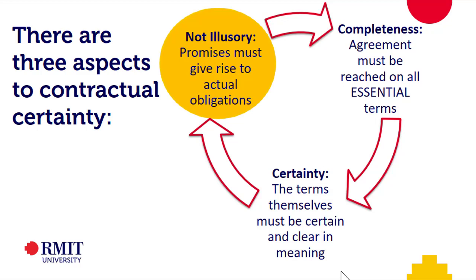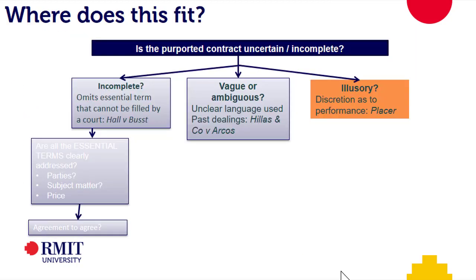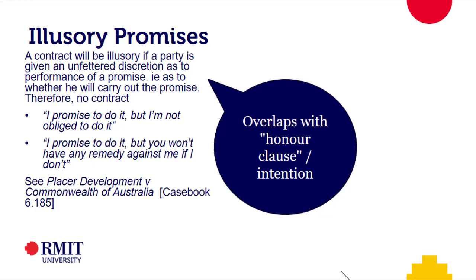So again, our third one. Now remember, sometimes terms will fail all of these tests, only needs to fail one in order for us to not have completeness. So where does this fit? Again, we've looked at, are the terms complete? Is the language clear? And then we can ask ourselves, are the promises real? I think that's a more active statement than the negative. Is it not illusory? So what is an illusory promise?